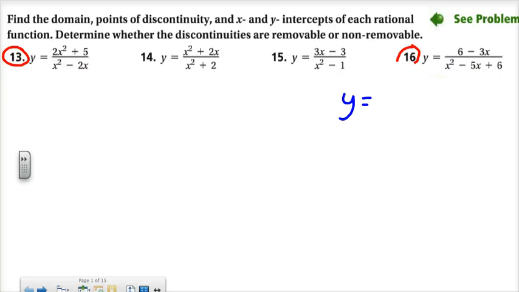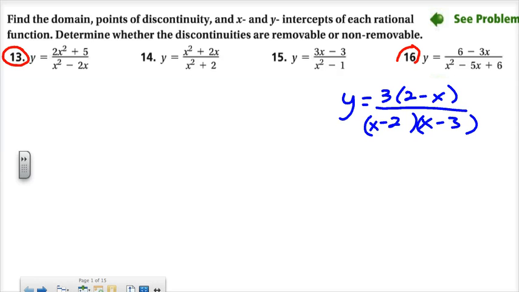Right away I notice in my numerator I could pull a 3 out, and that would leave me with 2 minus x. And then the denominator is a trinomial, and it's not a special one. There's no common monomial factor I can pull out, first of all, but then I notice the 6 in the back, so this is not a perfect square or anything like that. And I'm looking for two numbers that multiply to positive 6 and add to negative 5, and that's going to be negative 2 and negative 3.